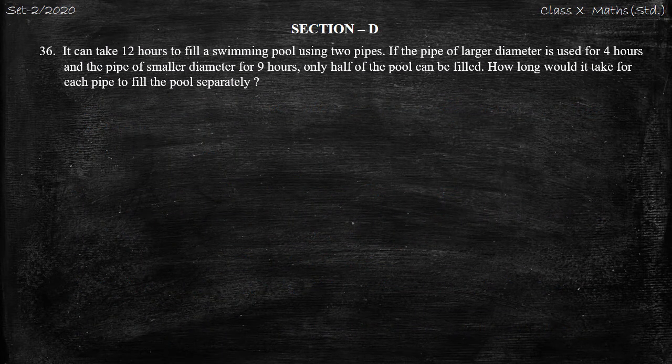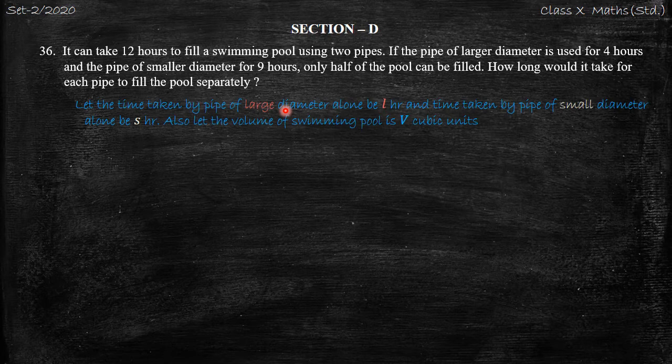Okay, in this question also we need to form equation based on the information given and need to solve it. So two types of pipe, large diameter pipe and small diameter pipe is used to fill the swimming pool. So how long would it take for each pipe to fill the pool separately? Okay, so let us assume this large diameter takes L hours and small diameter pipe takes S hours. Also the swimming pool volume is V.